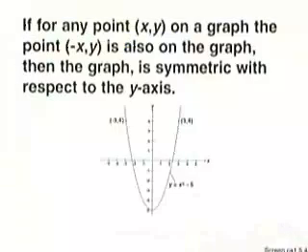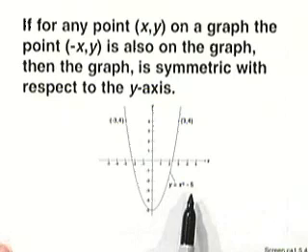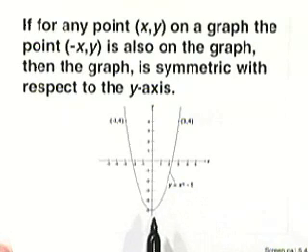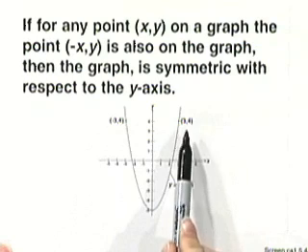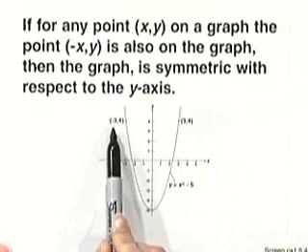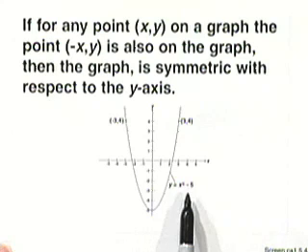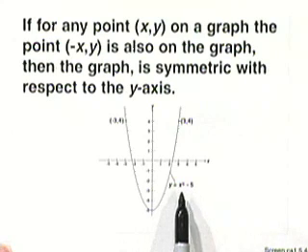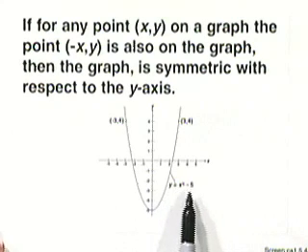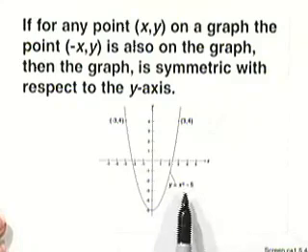If for any point (x, y) on a graph, the point (-x, y) is also on the graph, then the graph is symmetric with respect to the y-axis. So y = x² - 5 produces a graph that's symmetric with respect to the y-axis. We see that we have the point (3, 4) on the graph, and we also have the point (-3, 4) on the graph. Now, algebraically, we can determine that this gives a graph that's symmetric with respect to the y-axis if I'm able to replace x with negative x, or the opposite of x, and come up with an equivalent equation.